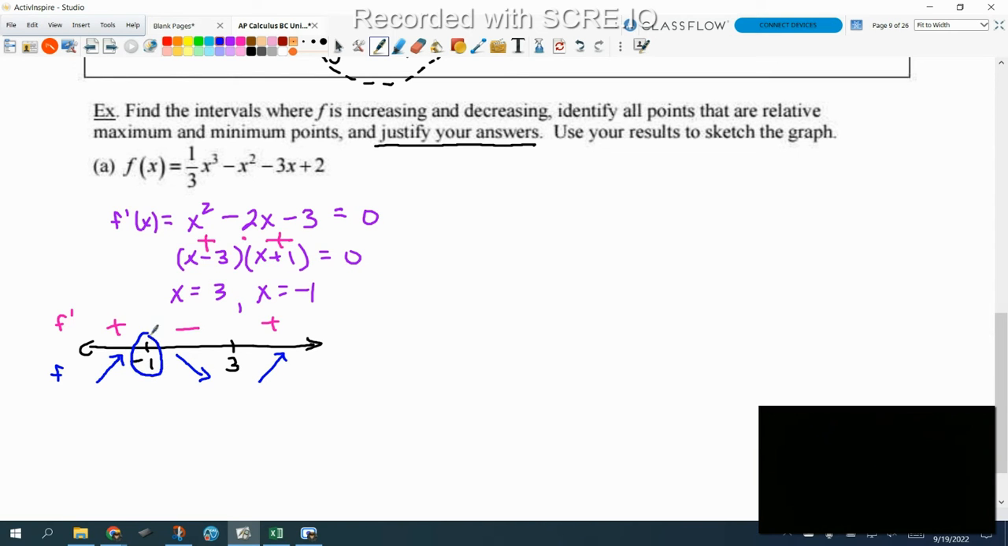If our function changes from increasing to decreasing, that means there is a relative maximum there. And if our function changes from decreasing to increasing, that means that there is a relative minimum there. All right, that's all we needed to find.